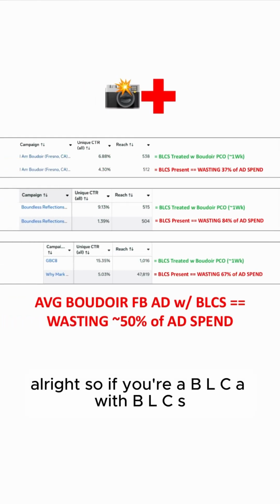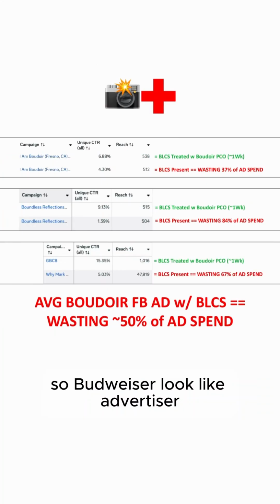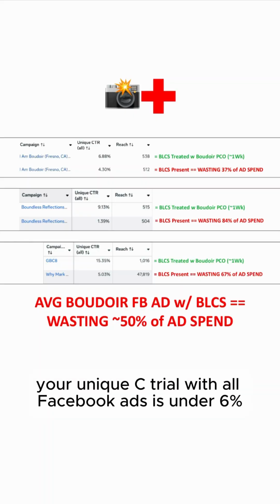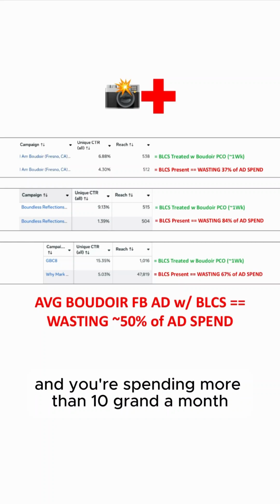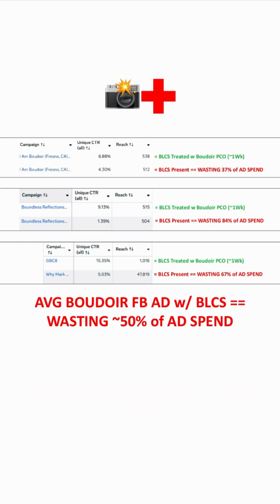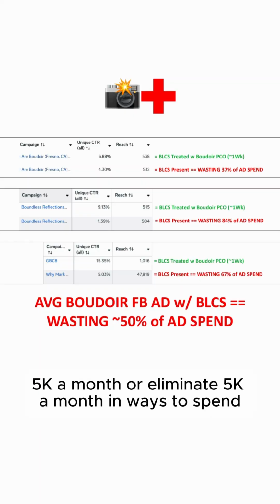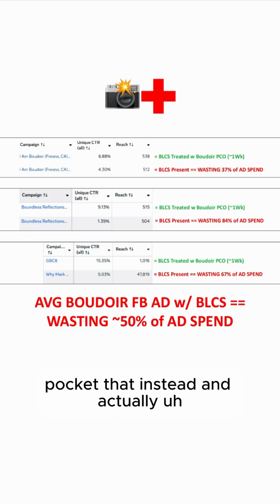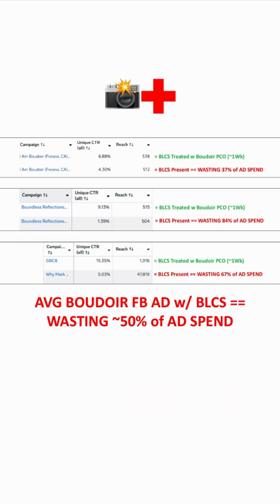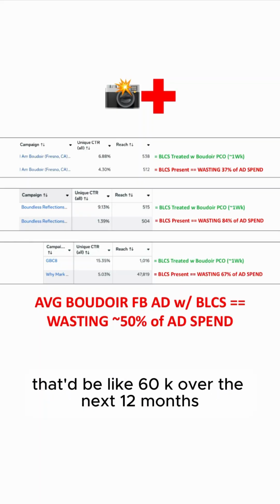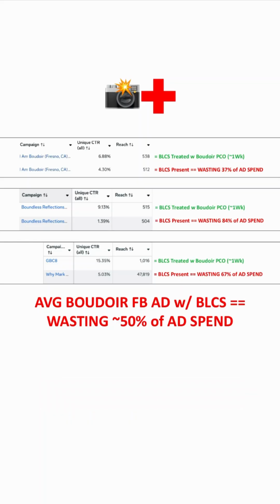All right, so if you're a BLCA with BLCS, so boudoir low click advertiser with boudoir low click syndrome, your unique CTR on boudoir Facebook ads is under 6%, and you're spending more than 10 grand a month in boudoir Facebook ads, and you want to save approximately 5K a month, or eliminate 5K a month in wasted spend, pocket that instead, and actually keep, on average, that'd be like 60K over the next 12 months. Keep that in your pocket.